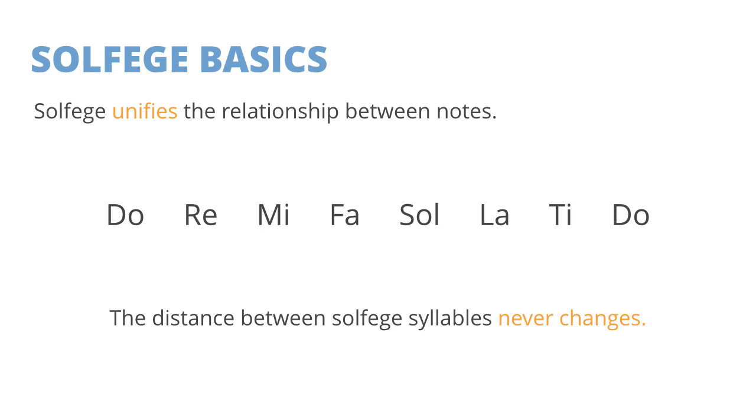The distance between solfege syllables never changes. So this is how it unifies that relationship between the notes. For example, do and re is always the same distance. It will always sound the same regardless of which note is do.